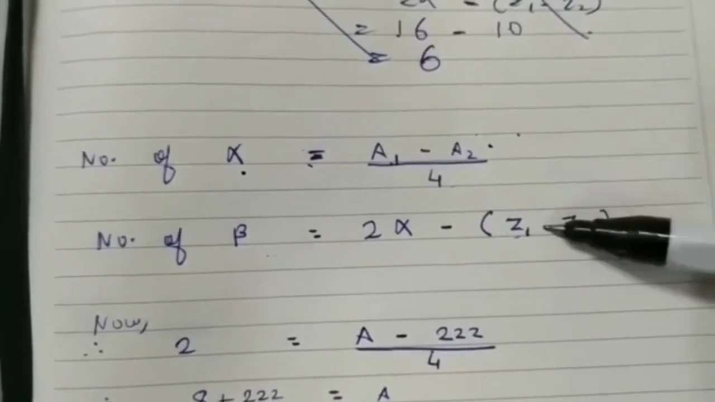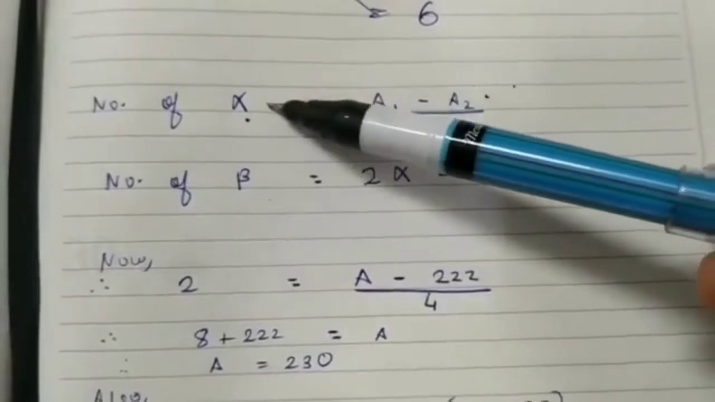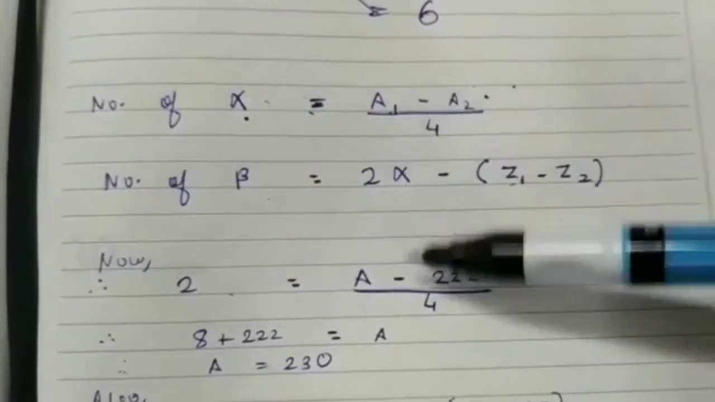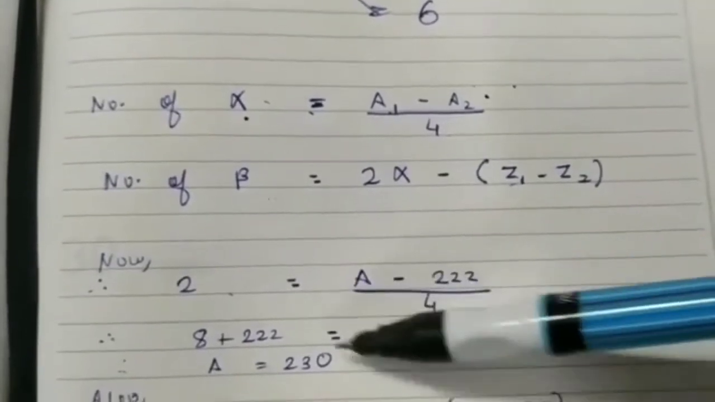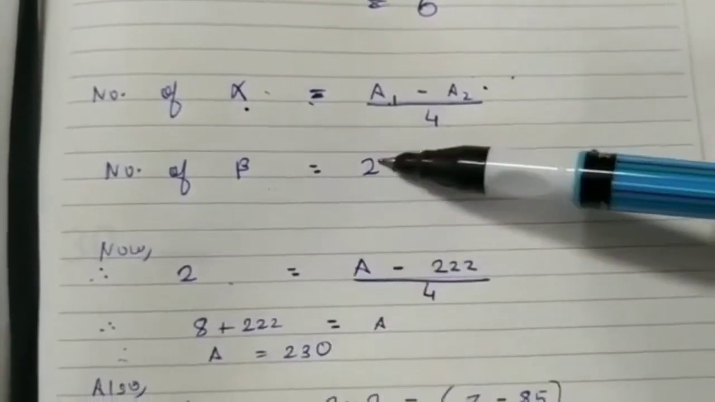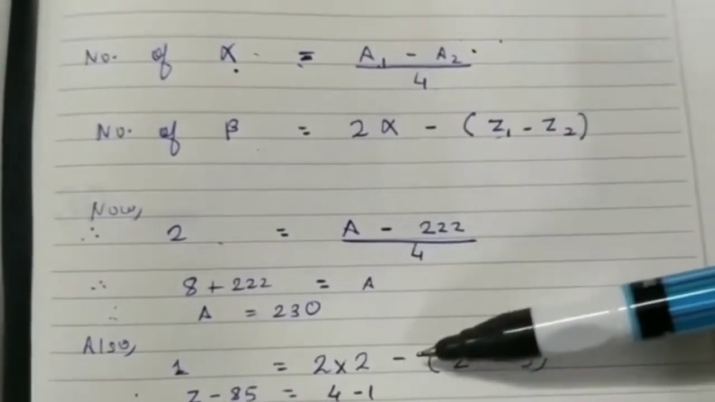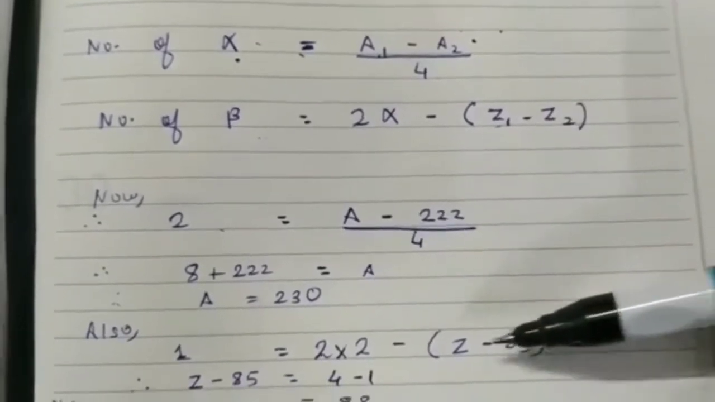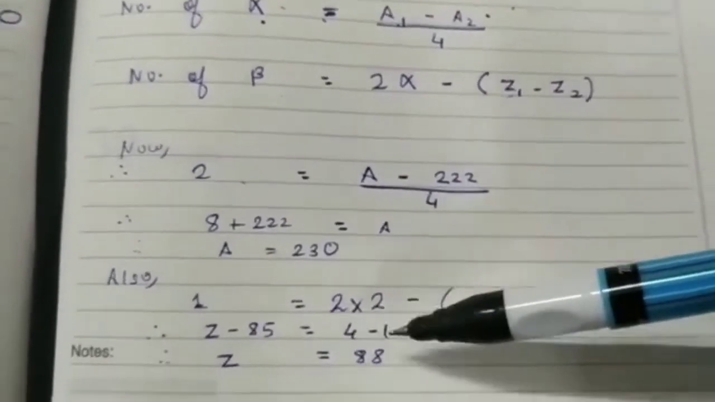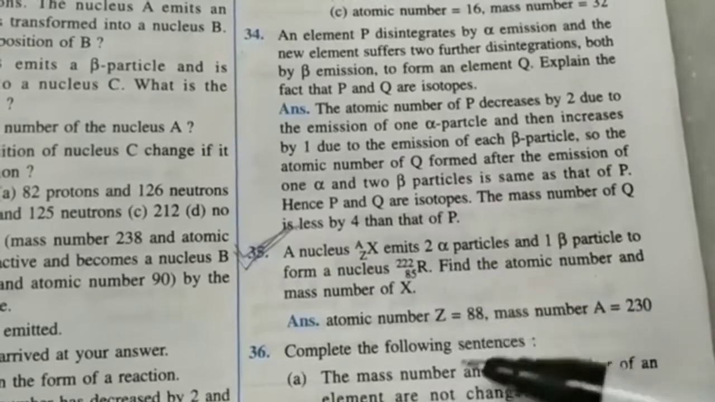Now if I use these formulae in the given sum, then it's easy to find the answer. Number of alpha particles is given as 2. Original mass number is unknown, we have to find it. New mass number is given as 222 upon 4. Cross multiply it, solve it, get the value of A. Next, second formula, number of beta particles is given as 1. 2 times alpha, alpha they have given as 2, minus original atomic number unknown, new atomic number is given. Open the brackets, solve it, get Z alone, which is 88. So that's the final answer. So this was the original atomic number and the original mass number.